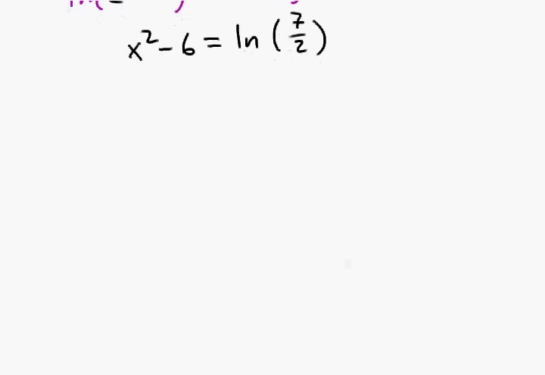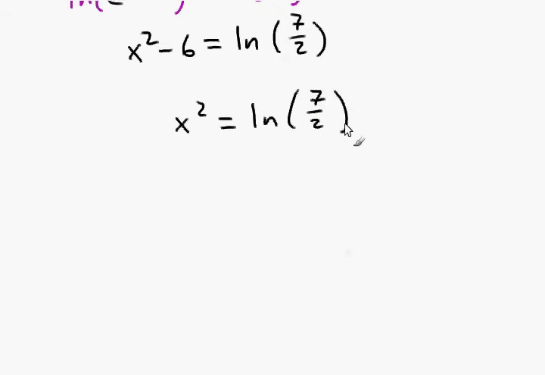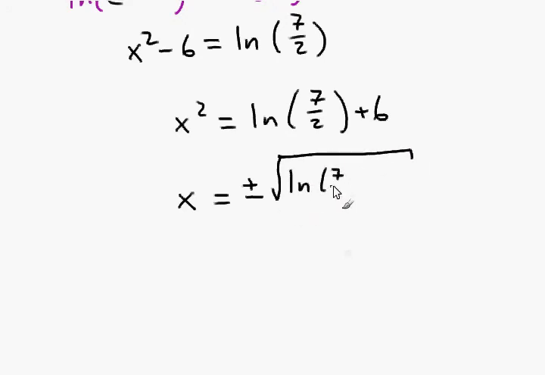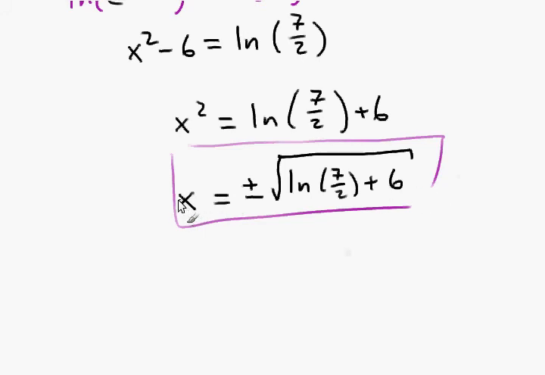Alright, simple enough. We'll add 6 to both sides. And then we'll take the square root of both sides, remembering the plus or minus. That was a lot, but hey, look, we've got our solution. x equals. And whenever we're doing this, we've got to remember that plus or minus.